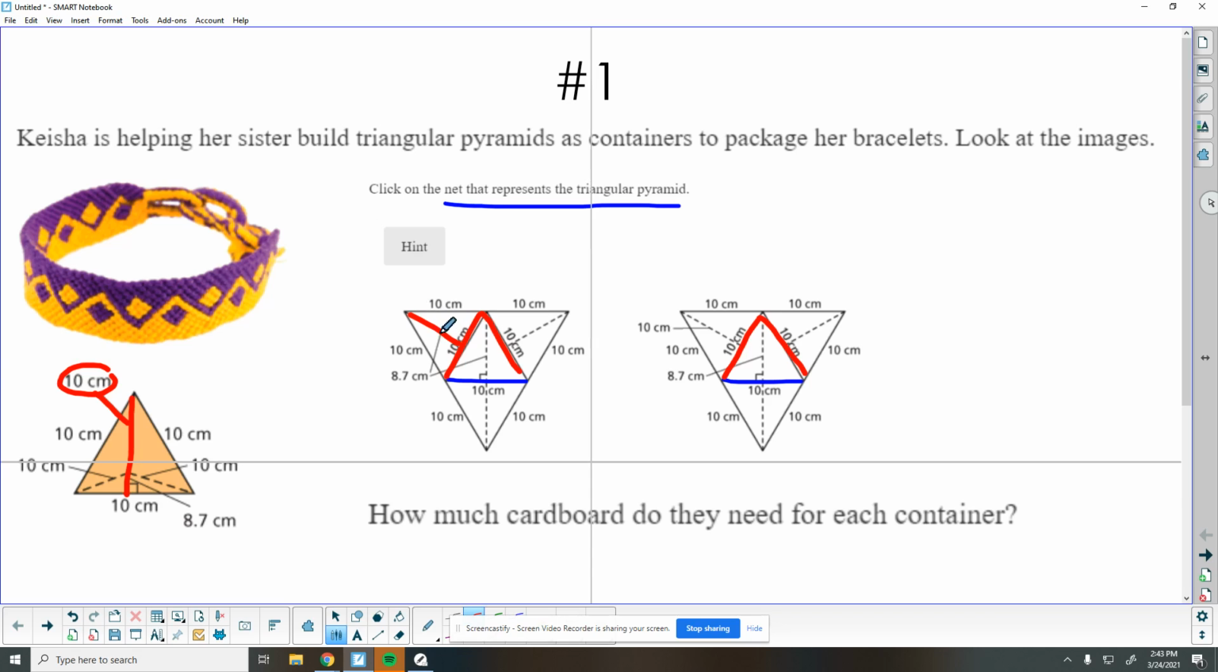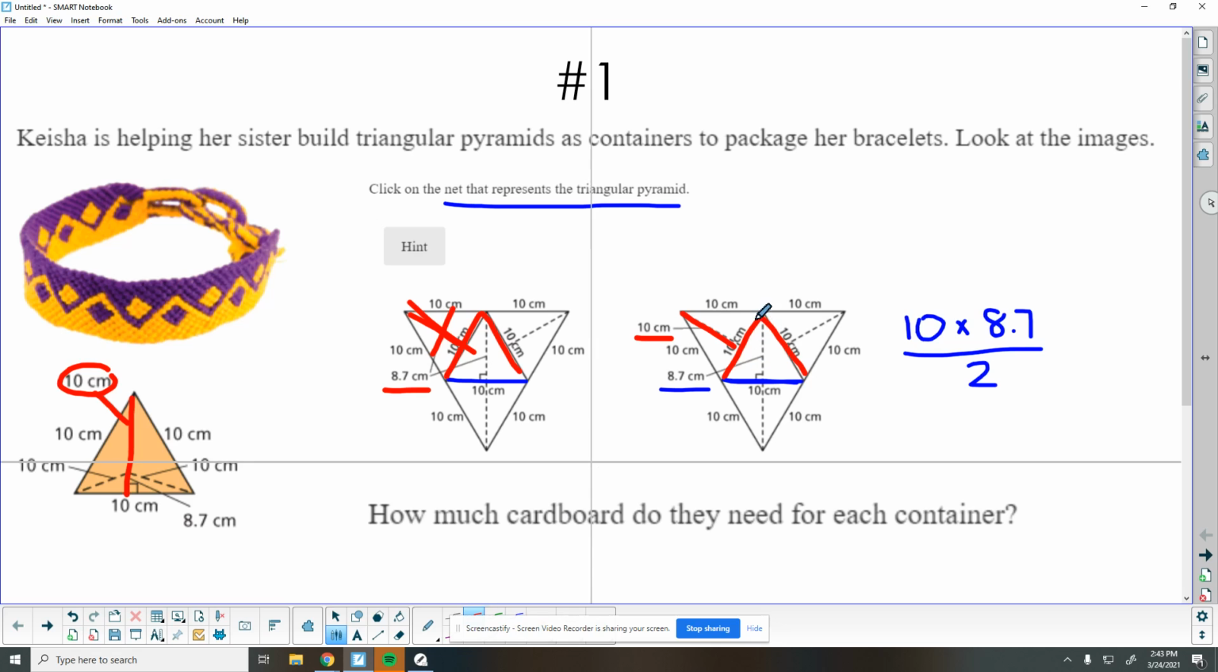This one right here says it's connected to 8.7, and that is not true. The height of these are 10. So the middle triangle has a height of 8.7, but the outer triangles have a height of 10. So now that we know all of our dimensions, we want to find the area. So this middle triangle has a base of 10, and we're going to multiply that by the height of 8.7, and then cut it in half.